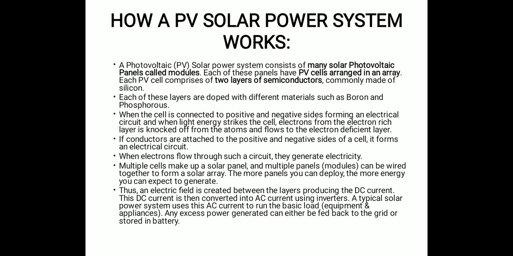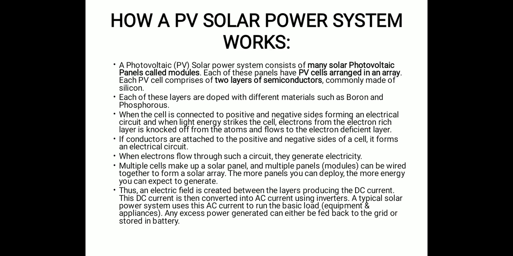Each of these layers is doped with different materials such as boron and phosphorus. When the cell is connected to positive and negative sides forming an electrical circuit, and when light energy strikes the cell, electrons from the electron-rich layer are knocked off from the atoms and flow to the electron-deficient layer. If the conductors are attached to the positive and negative sides of the cell, it forms an electric circuit. That means solar PV panels are the source and the medium from where we can convert sunlight into electricity.